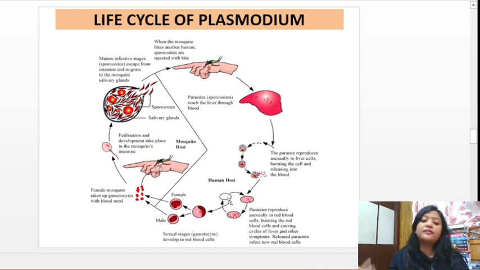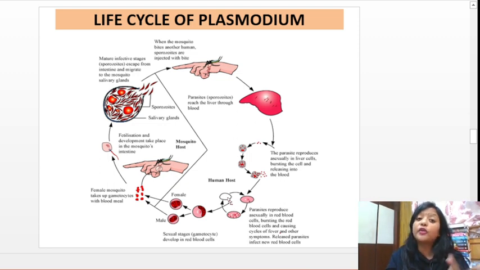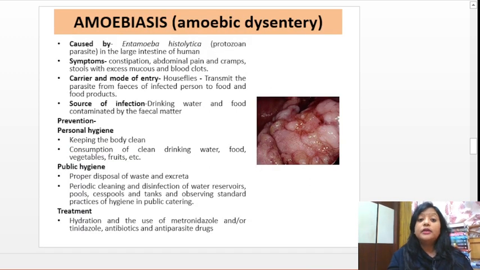So basically you can see it is reproducing asexually. So this is the life cycle of the Plasmodium species, which is causing malaria. I hope you have understood this cycle. It's very, very important.